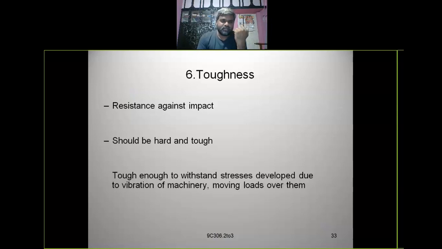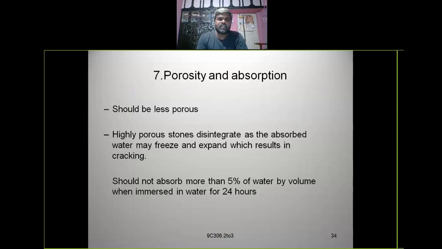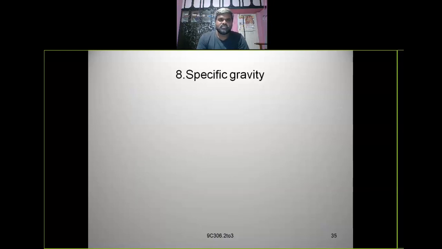It should be hard or tough enough to withstand stresses developed due to vibration of machinery and moving loads over them. Highly porous stones disintegrate as the absorbed water may freeze and expand, which results in cracking. Porosity: it should be less porous, meaning impermeable, not permeable, right? Impermeable, right? Water absorption should also be low. It should not absorb more than 5% of water by volume when immersed in water for 24 hours. Right.